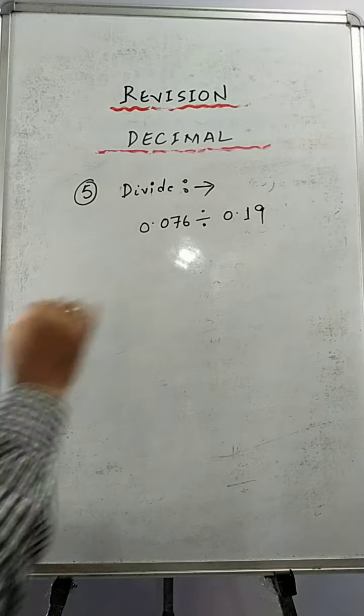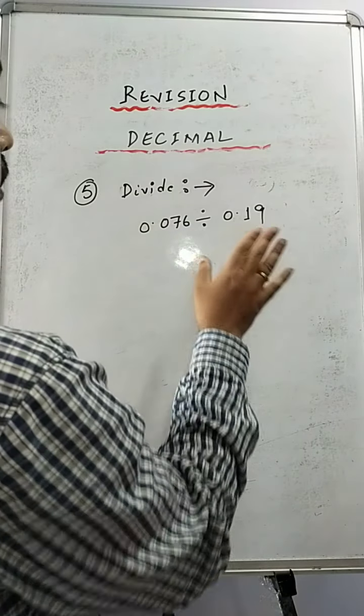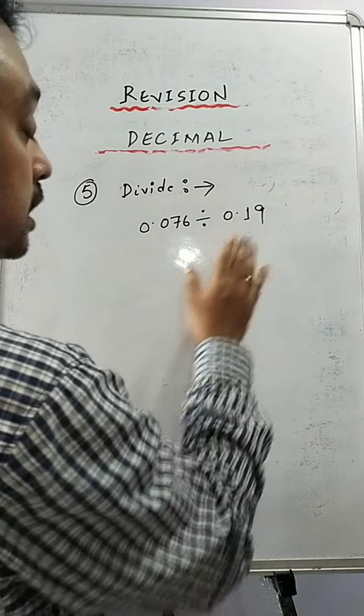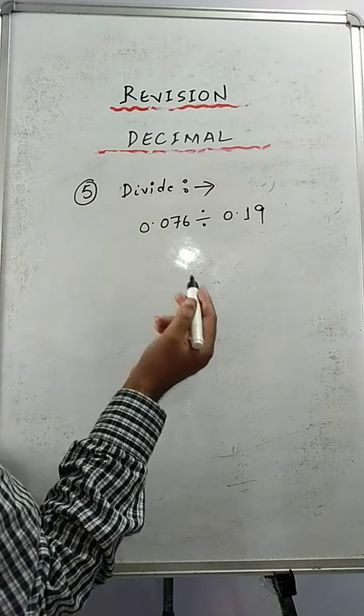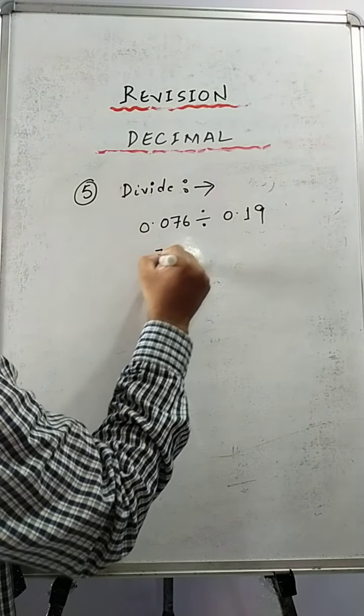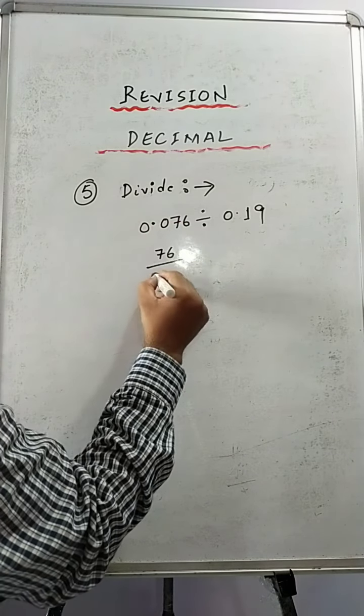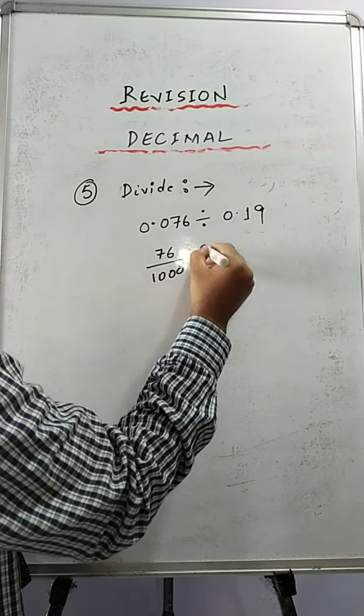That is, division is there. 0.076 divided by 0.19. Again we see that these are 2 decimal numbers. So what we'll do, we'll convert this into fractional form. So we can write 76 by how many zeros? How many digits are there after the decimal? 1, 2, 3. So we'll put 1000. We'll write the division sign here.